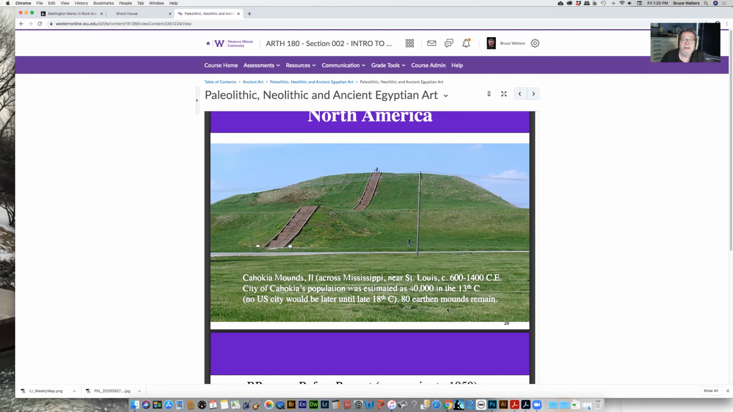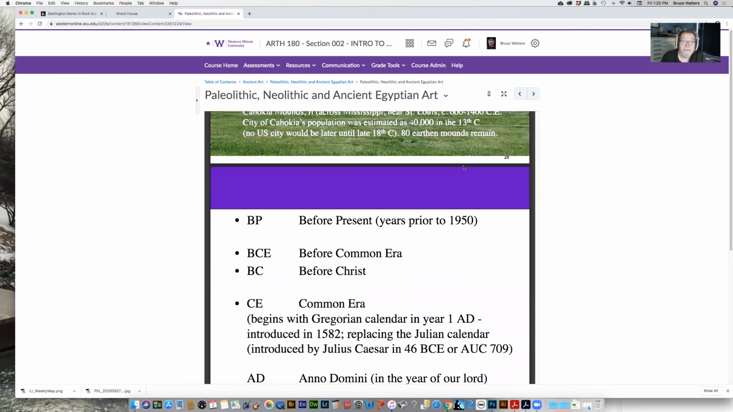There are some 80 of these earthen mounds, and the word is earthen because they're made of earth. They simply weren't made of durable materials. So we have, in effect, just a remnant of what was there initially.